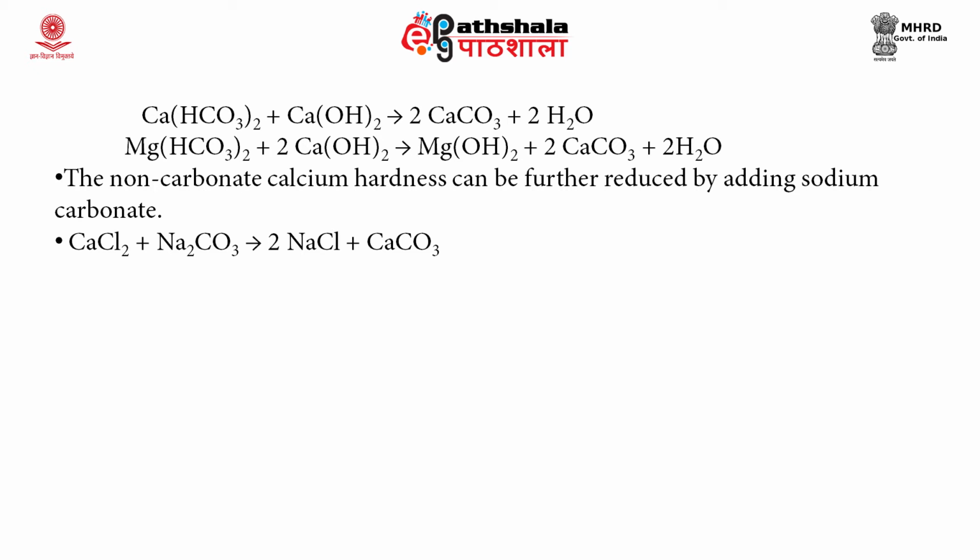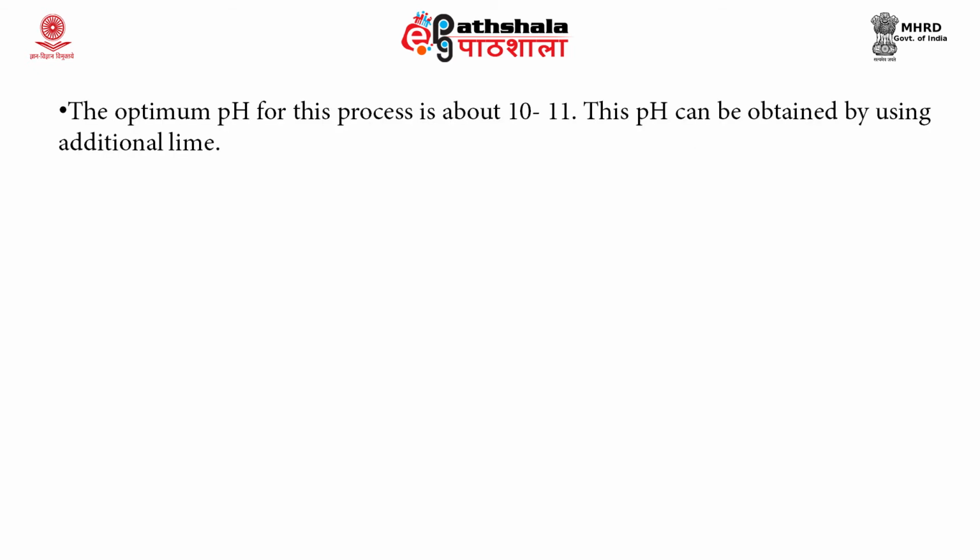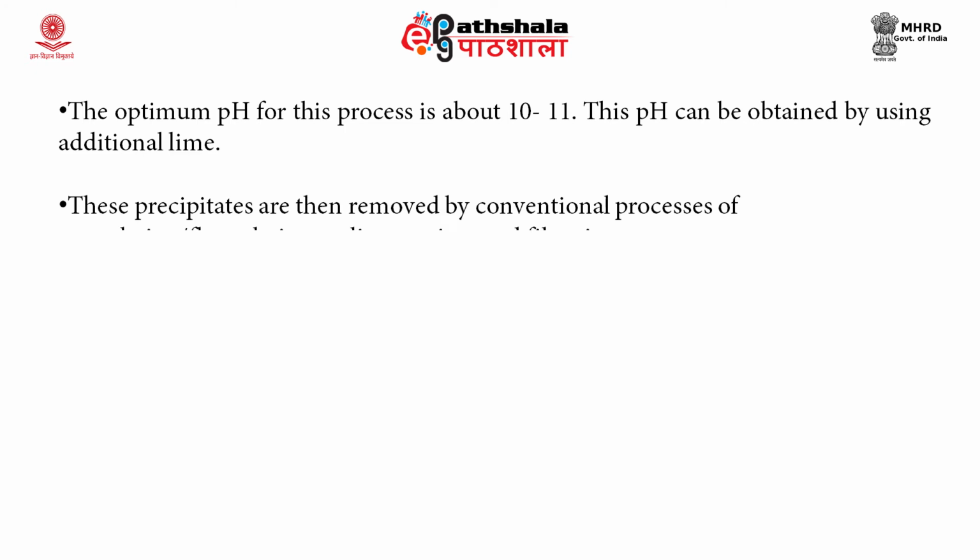Calcium chloride reacts with sodium carbonate, as we can see on the slide, and it leads to the formation of sodium chloride and calcium carbonate. This reaction has an optimum pH of about 10 to 11. This pH can be obtained by using additional lime. These precipitates are then removed by the conventional process of coagulation, flocculation, sedimentation and filtration.